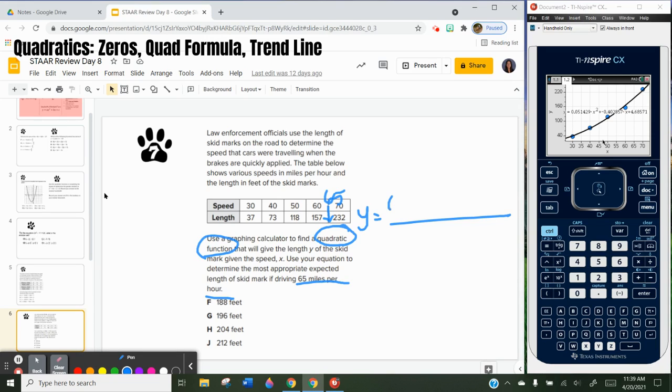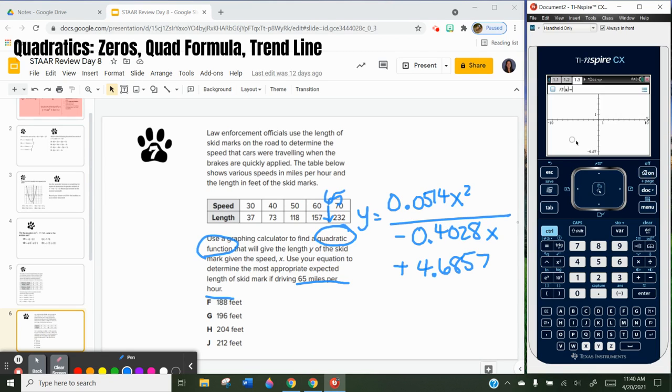So here we have 0.0514x squared minus, the plus minus becomes just a minus, 0.4028x, and then plus 4.6857. So again, remember, the more numbers that you write, the closer you are whenever you get your graph.